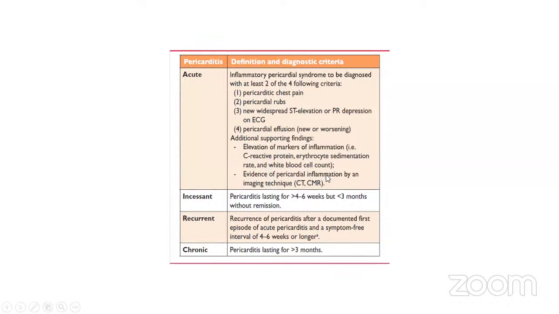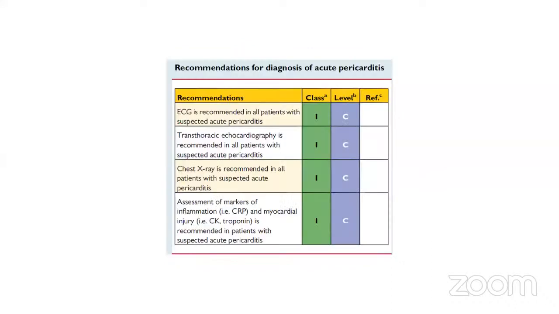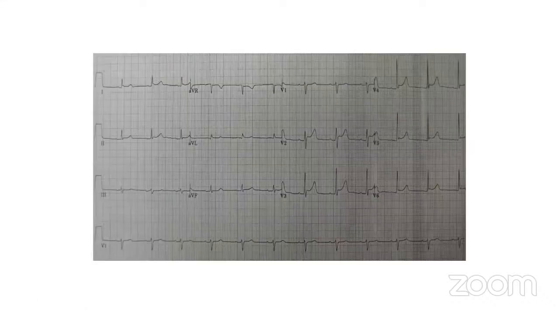There might be evidence of inflammation by imaging techniques such as CT or cardiac MRI. All patients are recommended to have an ECG, an echo, a chest X-ray, and assessment of inflammatory markers. So this here is an ECG of a patient with pericarditis. As you can see, there is PR depression and diffuse ST elevation all over. That indicates that the patient is having acute pericarditis.